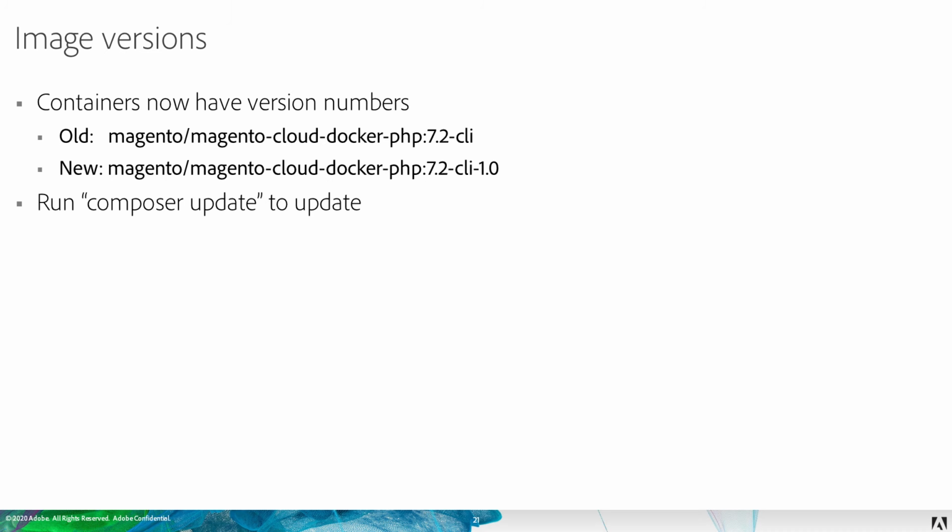So we now version our Docker images that are built from Magento Cloud Docker. Previously, it was just Docker PHP 7.2 CLI without any more version information. But now we actually have major and minor versions on many of these images. That helps preserve backwards compatibility.